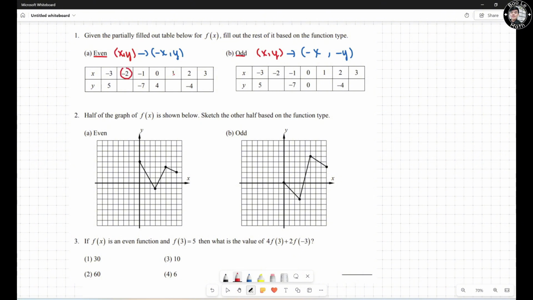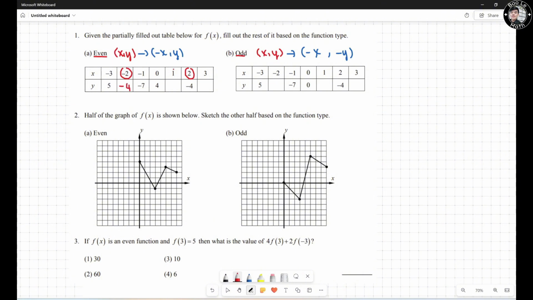Negative 2, right? 2 right here. You see that? x opposites, because the function is even, x opposites, y should stay the same, right? So this is negative 2, this is 2. Right? x equals 2, y equals negative 4. x equals negative 2, y equals negative 4.